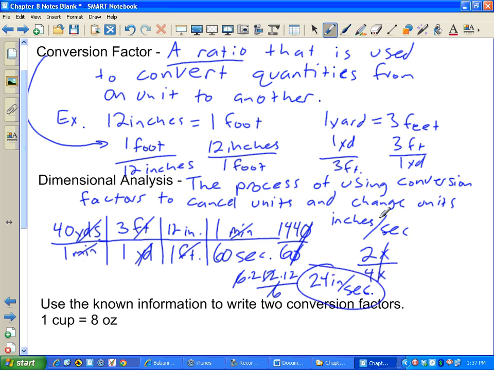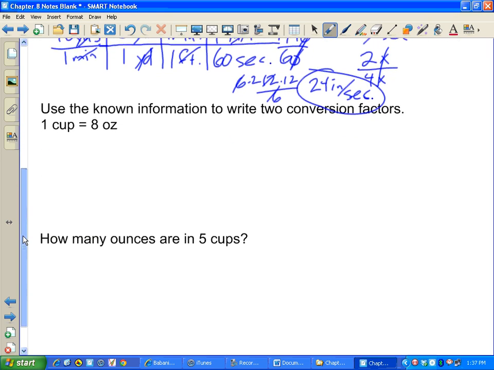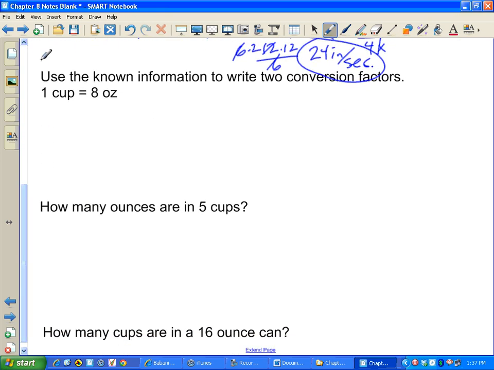And that's a version of dimensional analysis, which you should have been doing in science class also. So here's some other examples. Use the known information to write 2 conversion factors. These are the type of things that I'll have you do in your packet. 1 cup, 8 ounces. That means I can write 1 cup for every 8 ounces, or I can write 8 ounces for every 1 cup.